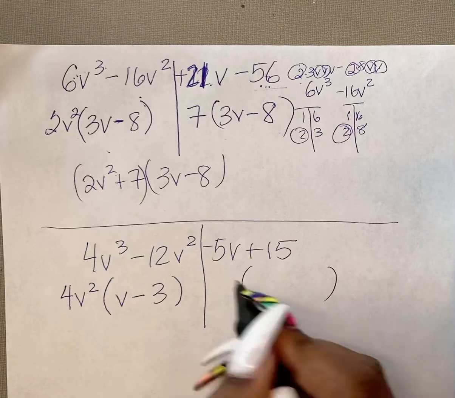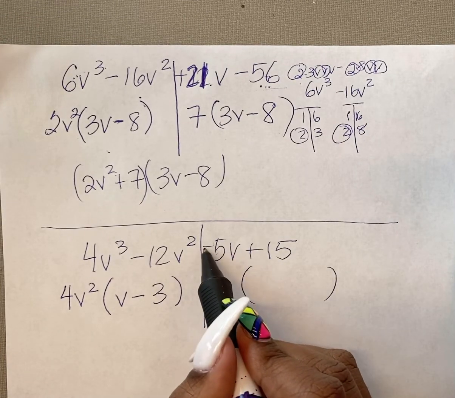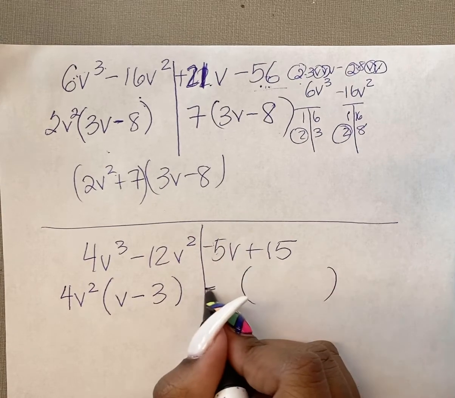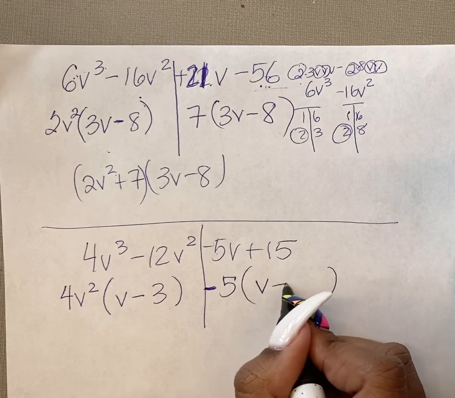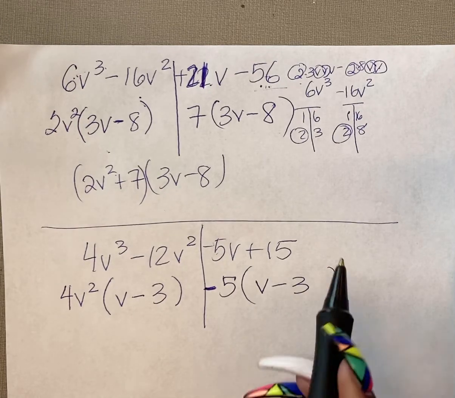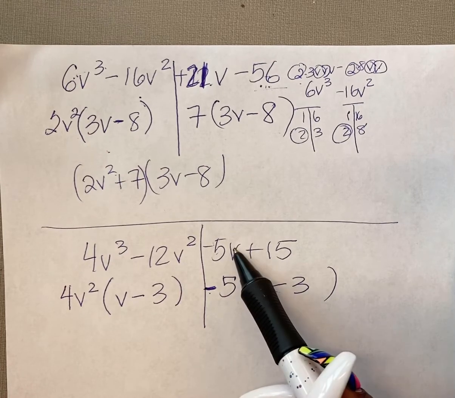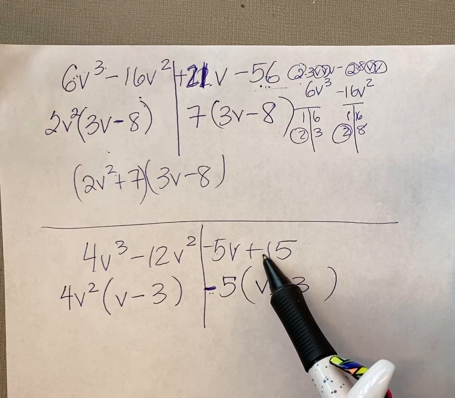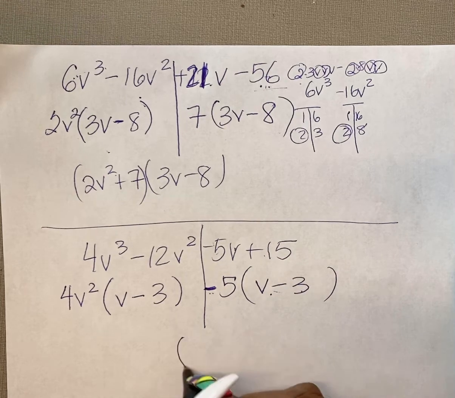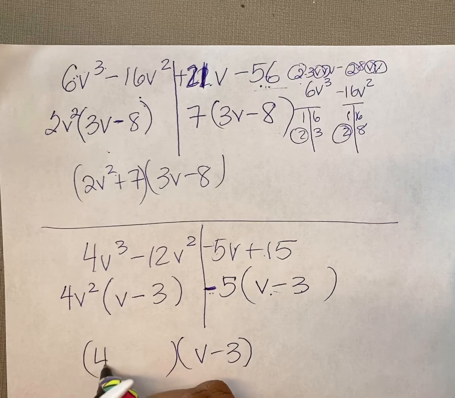And I'm going to factor out my greatest common factor here. Remember, if the first term on this side is negative, you're going to have this negative here. So I have negative 5, and what's left is v minus 3. You can do a quick check: negative 5 times v is negative 5v, and negative 5 times the negative 3 gives you a positive 15. And so I have v minus 3 in the parentheses, and what is left goes in a separate set.